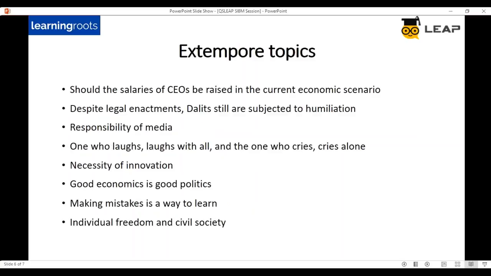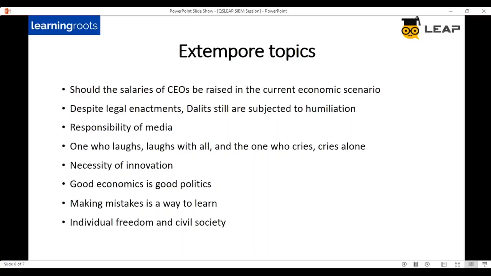Now coming to the Extempore. In the interviews, generally the interview lasts for about 10 to 15 minutes, not more than that. Earlier they used to give a topic during the interview, and you have to speak on that particular topic. There are chits that are thrown in front of you. You have to pick a chit. Whatever topic is written, you have to talk about it for 2 minutes. And these have been some of the past topics.